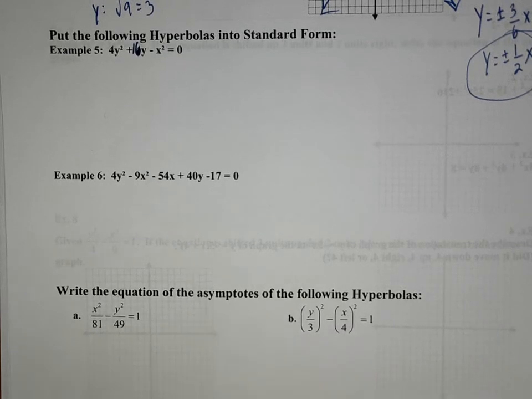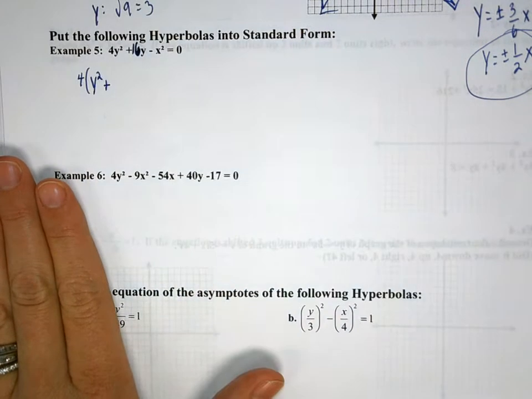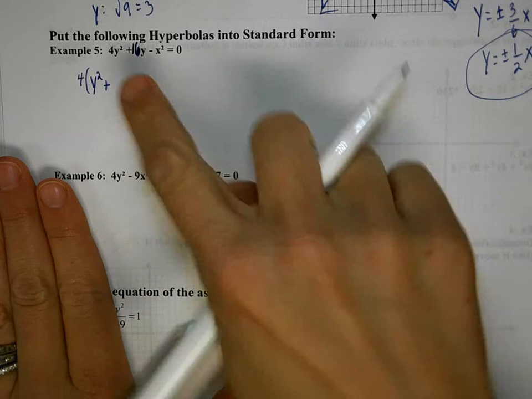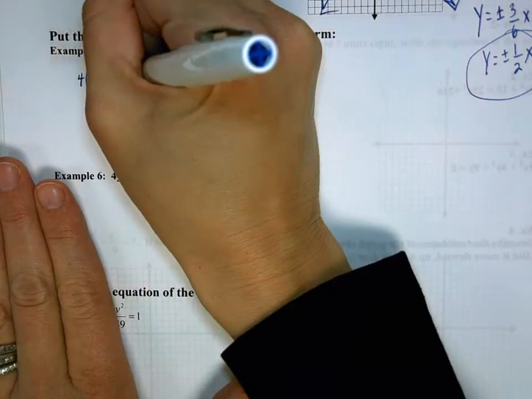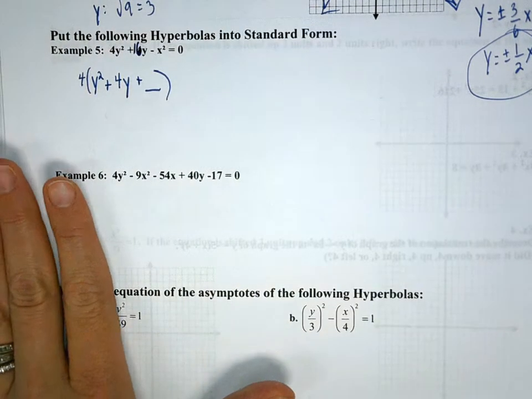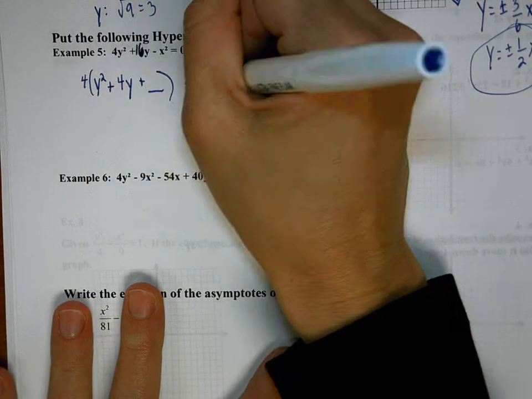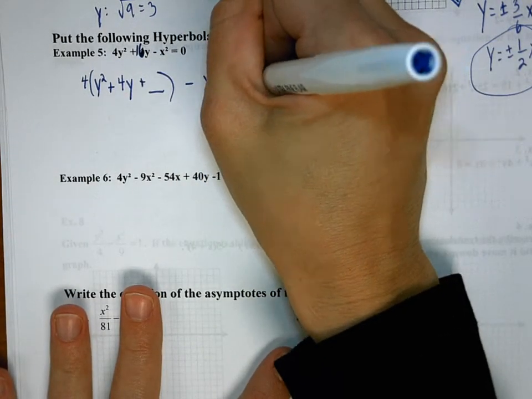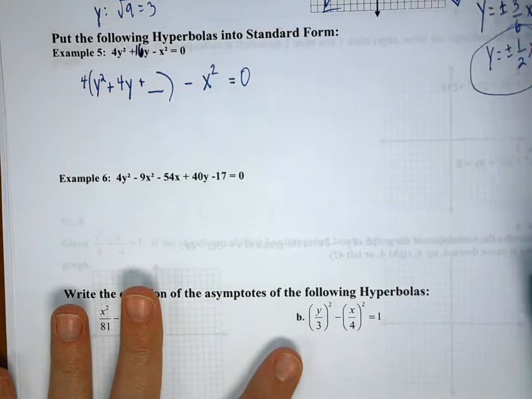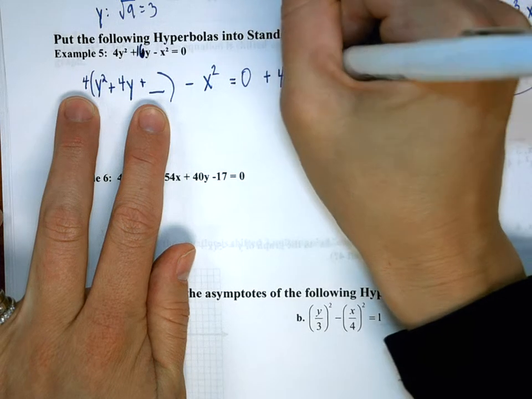What do you think we're going to have to do? Good. You're going to have to factor out a 4. So we're going to factor out a 4 with the y's, and we get y squared plus what? 4y, because I told you that was 16, right? And then plus a blank. We're completing the square again? Yes. And then, do I need to do anything with the x squared? No. But I have the minus x squared, right? Equals 0. And then what do I need? Plus 4 times the blank. Exactly, plus 4 times the blank. Very good.